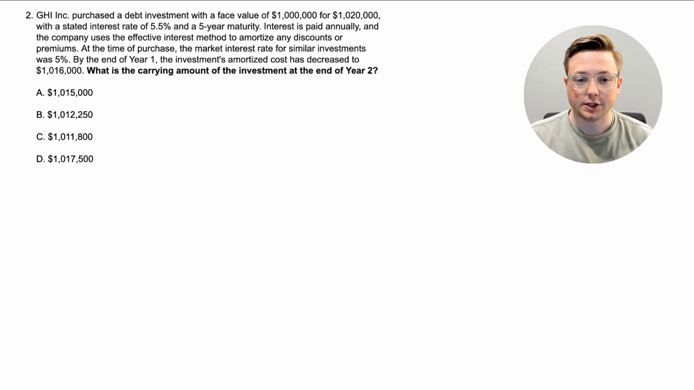All right, here we are at question 2. What is the carrying amount of the investment at the end of year 2? Okay, GHI Inc. purchased a debt investment with a face value of $1 million for $1,020,000 with a stated interest rate of 5.5% and a 5-year maturity. Interest is paid annually, and the company uses the effective interest method to amortize any discounts or premiums. At the time of the purchase, the market interest rate for similar investments was 5%. By the end of year 1, the investment's amortized cost has decreased to $1,016,000. So again, what is the carrying amount of the investment at the end of year 2?